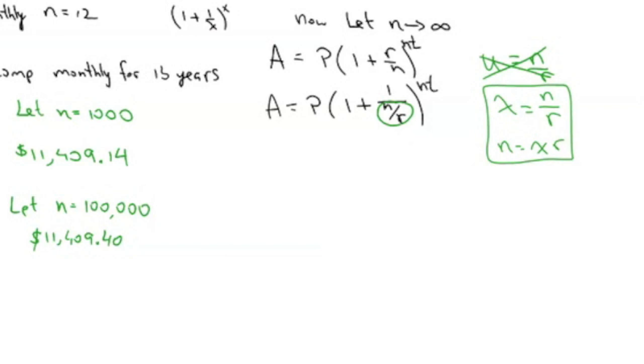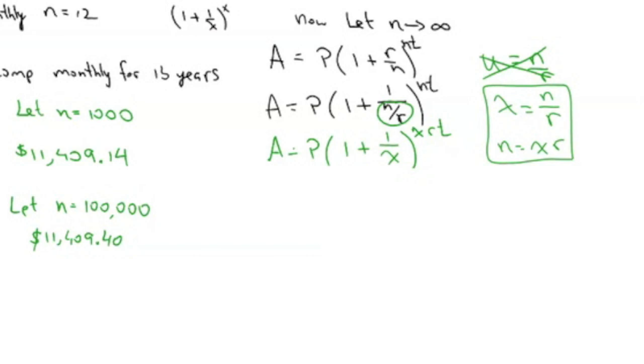Yeah, x equals n over r. I'm just going to choose a variable to represent this. Once I choose that, I got rid of my n, so I have to replace this n with something else. So I multiplied both sides by r here and got n equals xr. Alright, so we get A equals P parentheses 1 plus 1 over x raised to the xrt. Great. Now what?